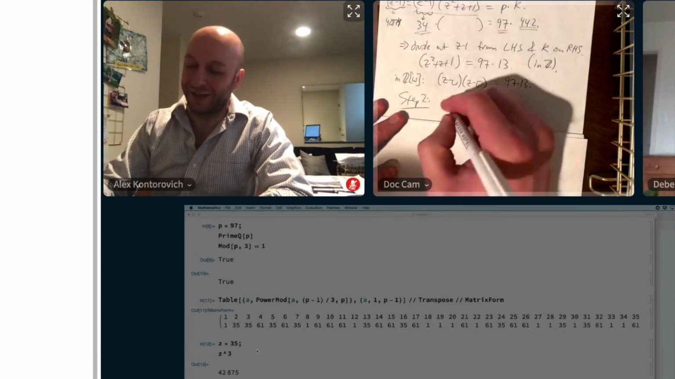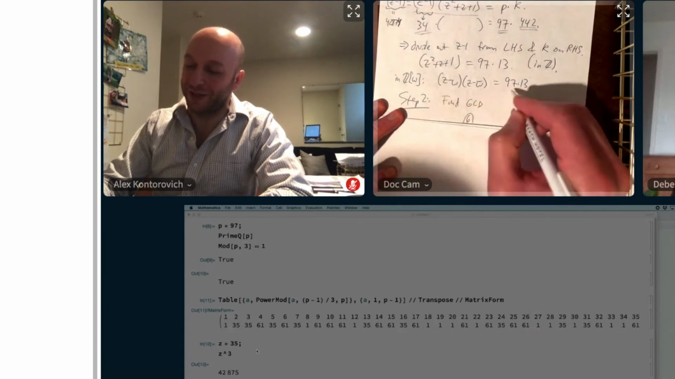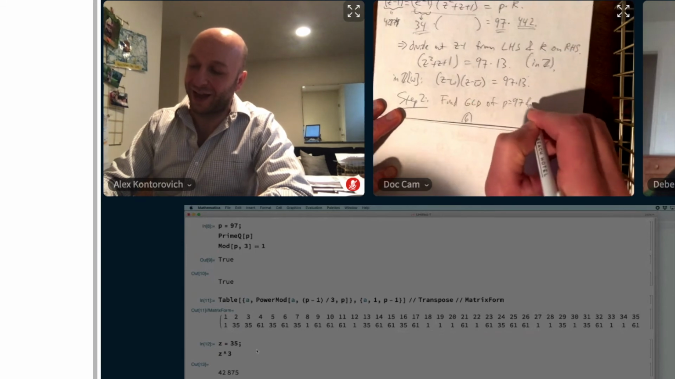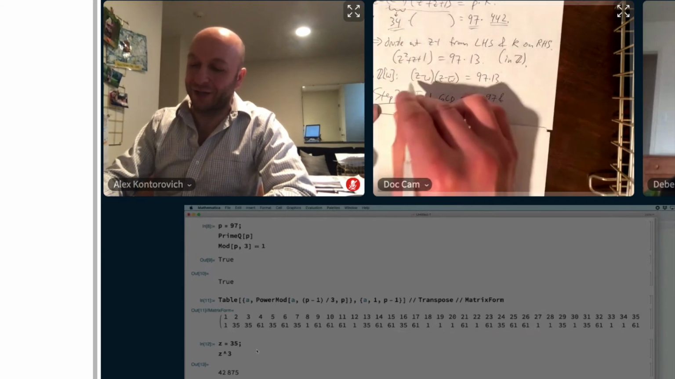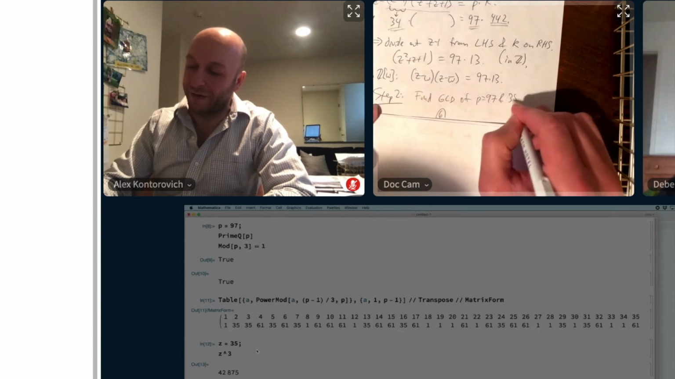Compute the GCD. Find the GCD, which will not be as simple this time, of the prime 97 and z minus omega, where z is 35: 35 minus omega.